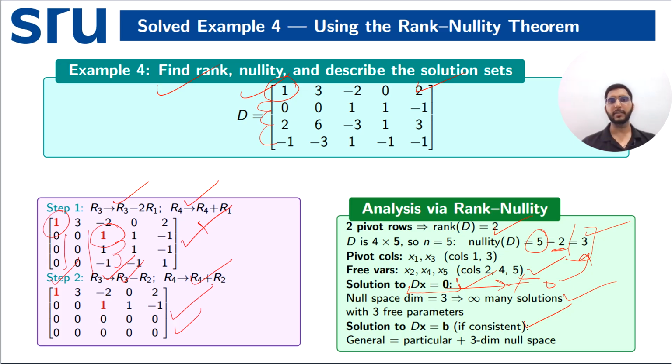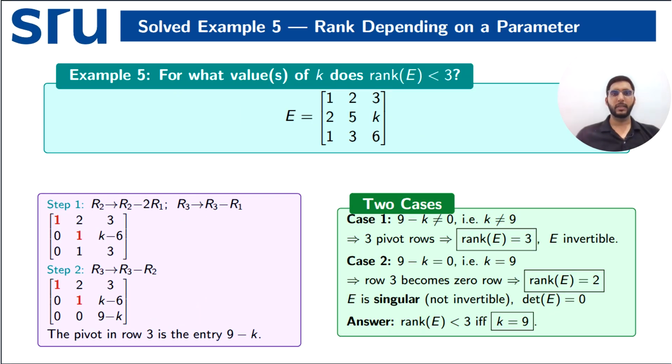I hope you're getting it. Okay, now let us see one example where the rank is depending upon a parameter in the matrix. Okay, so basically see this example where in this matrix C we are having a parameter k, and the value of rank will depend upon this parameter k. Let us see how. So for solving this, methods will be same, procedure will be same.